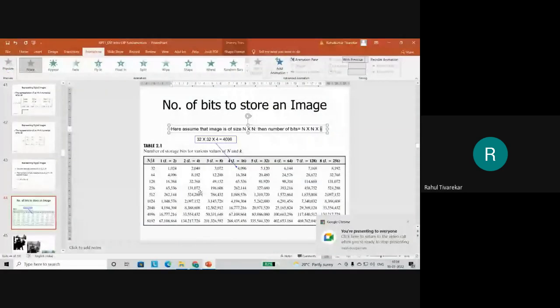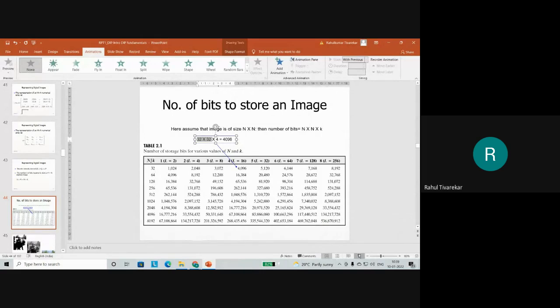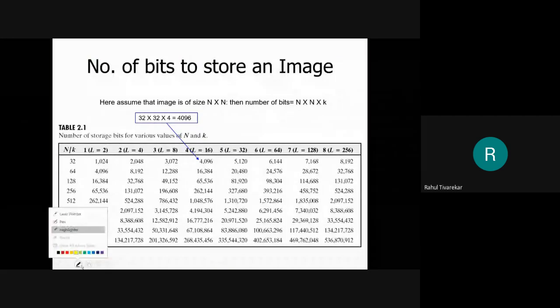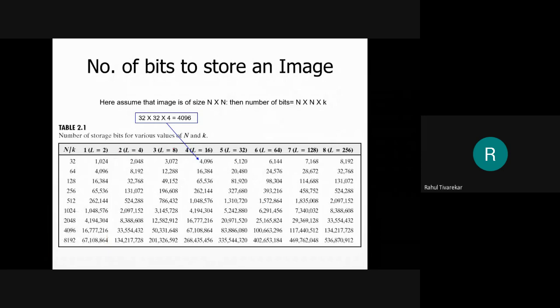Okay. So now you can see if there are 32 bits, then 32 multiplied by 32 will be the size of the image, or the number of pixels available in the image. If we are using 4 bits to represent a single pixel, then the total number of pixels multiplied by each pixel represented by 4 bits gives us the total number of bits, 4096.